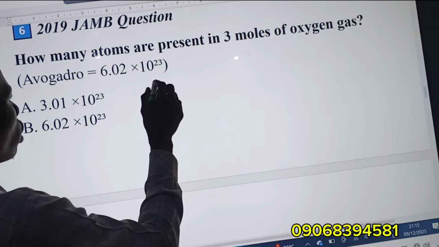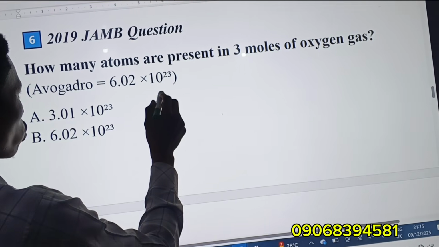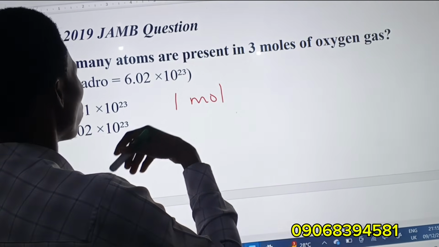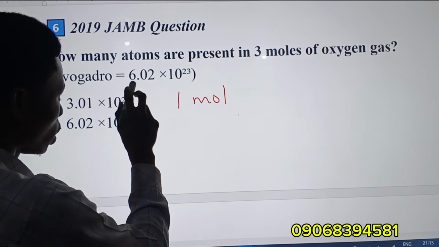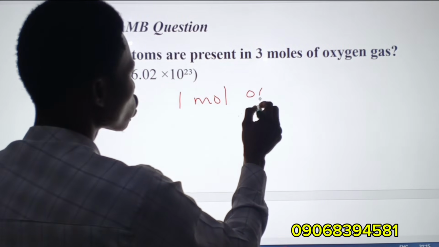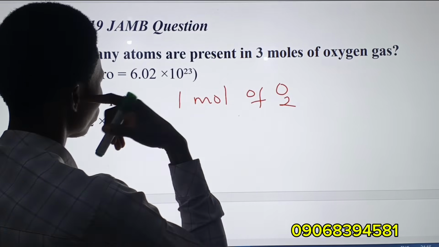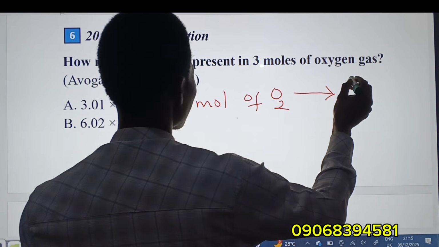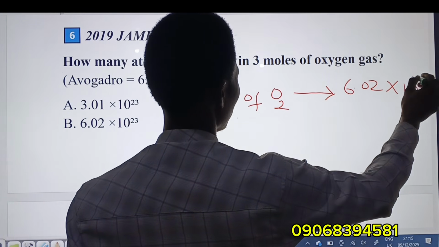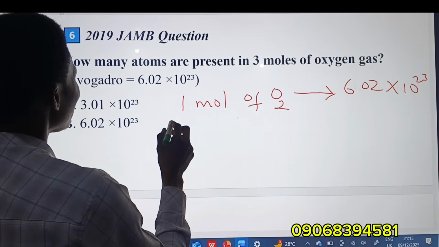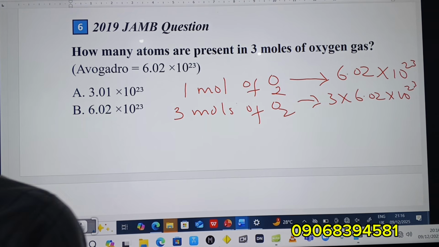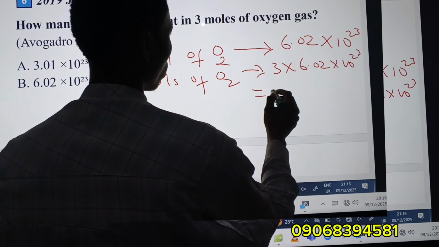Take note, because many persons will fail this question. 1 mole of any element, of any particle, has Avogadro's number. So 1 mole of O2, which is the element in question, is a molecule. The molecule has 6.02 times 10 raised to power 23 particles. So 3 moles, if you calculate 3 times this, will give us 1.8, right?